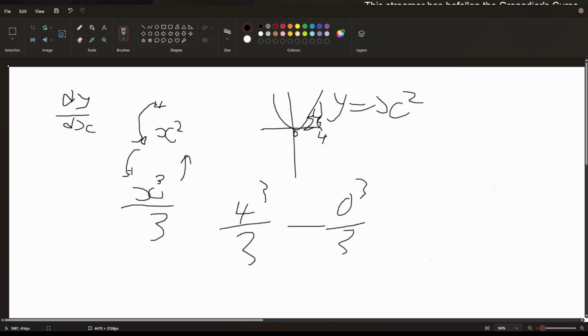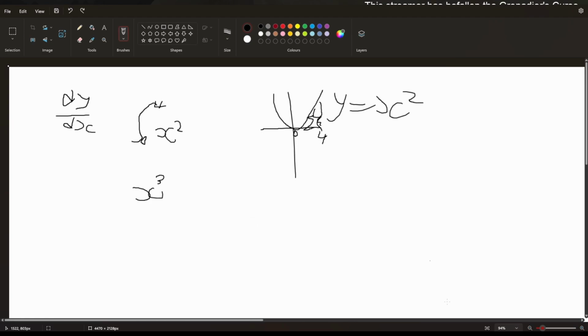So what's that? It's 4 cubed over 3. I don't have my calculator, I'm not doing 4 cubed. It's whatever 16 times 4 is, that's 64. Never mind, I beat you to it. It's 64 over 3. That's integration. We're speedrunning this though.